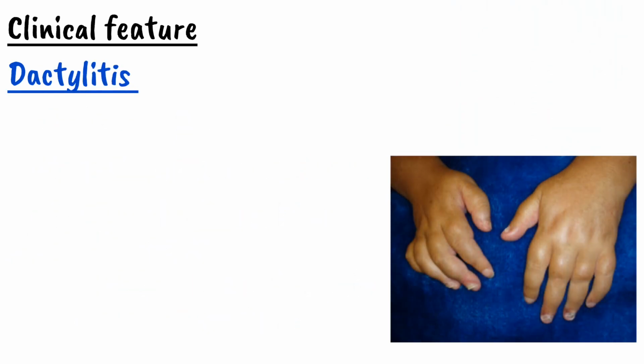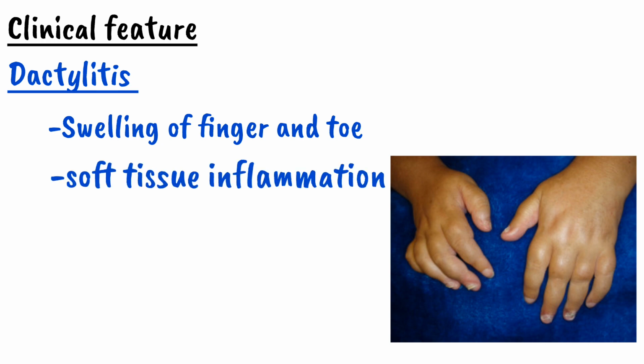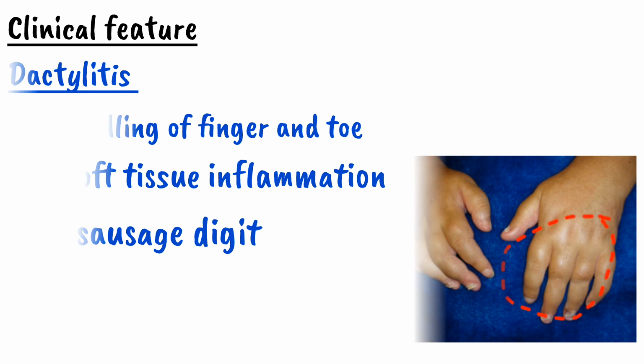Dactylitis is also a common feature of ankylosing spondylitis. In dactylitis, there is a swelling of fingers and toes. This swelling is due to soft tissue inflammation. So, due to soft tissue inflammation, there will be a swelling of the fingers and toes, and the finger will attain the shape of a sausage. You can see a sausage-shaped finger in this image. This is called dactylitis.